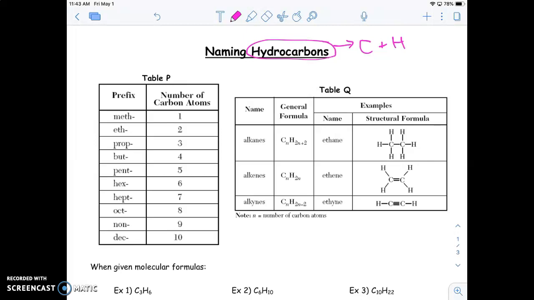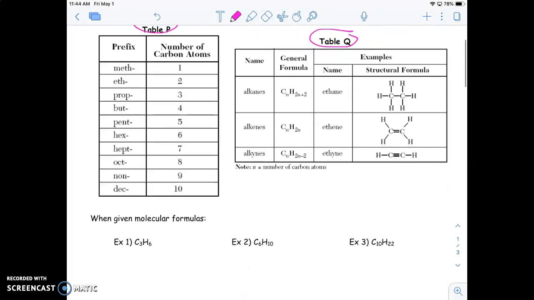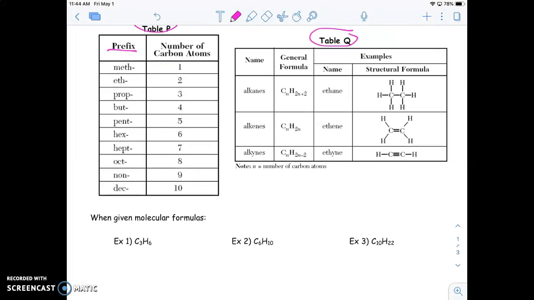C's and H's. So what we're going to look at today is how to use reference table P and reference table Q to name these hydrocarbons. Okay? So it's actually very, very simple. The prefix, which is the beginning of the name, just comes from how many carbons there are. So if we look down at this first example, I have 3 carbons, and the prefix for 3 is prop. So the name of this compound is going to start with prop.